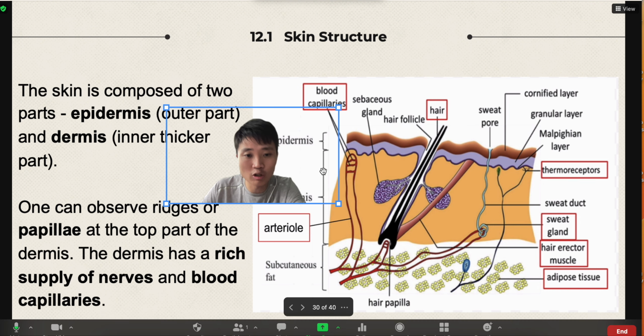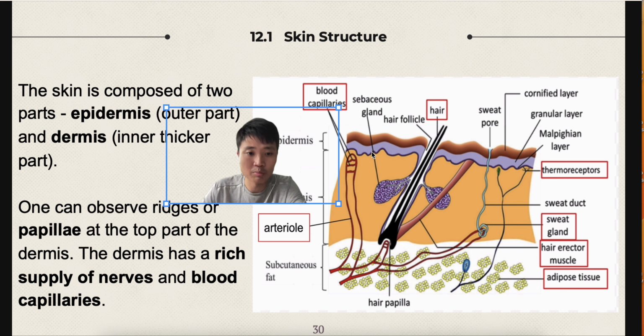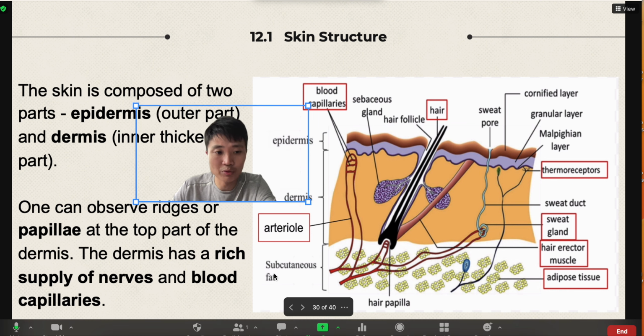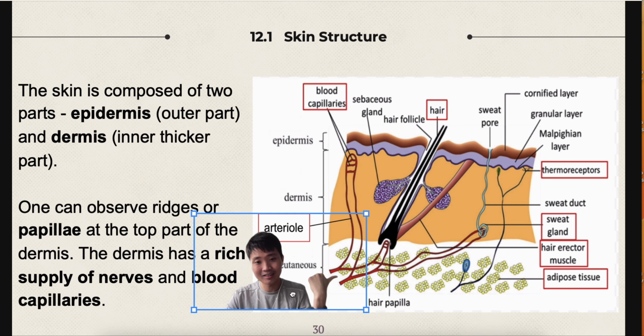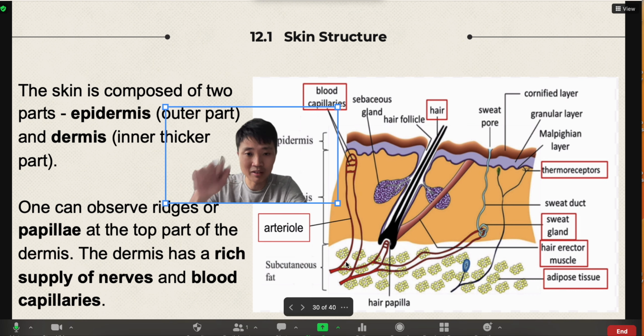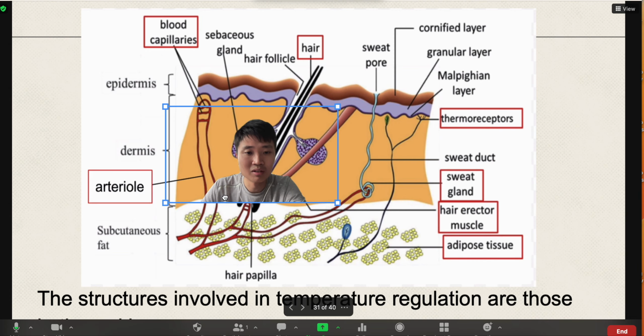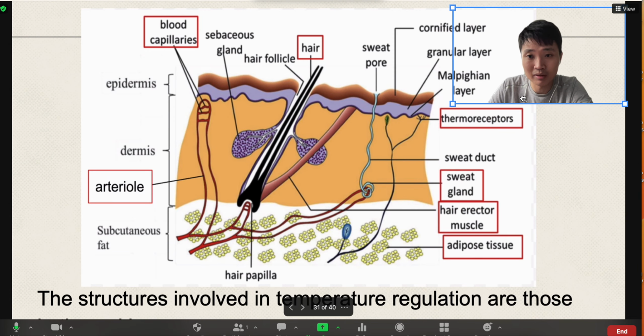One can observe ridges or papillae. Can you see on top, it looks ridgy like mountains? This part where Mr. Cho's mouse is hovering is called ridges. Another thing you can observe is that the dermis layer has a rich supply of nerves and blood capillaries. You see the red parts in the diagram, like here and here. There's actually a lot, but this diagram is simplified and only shows one.